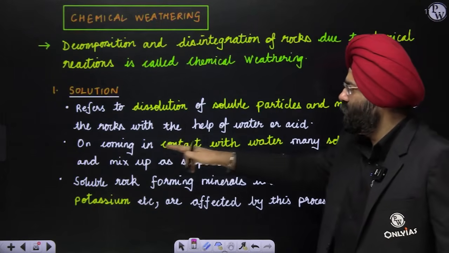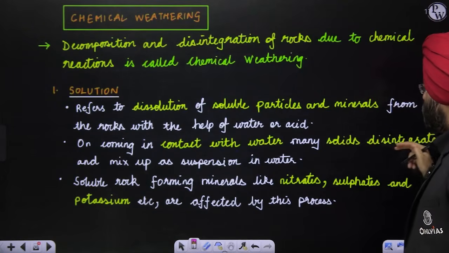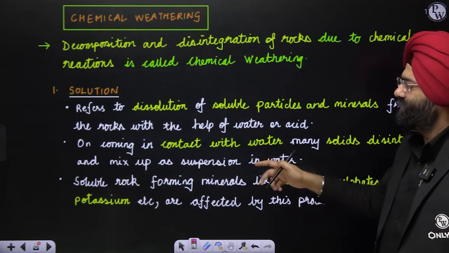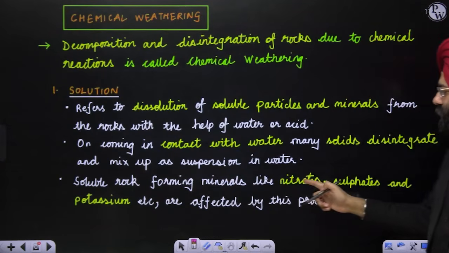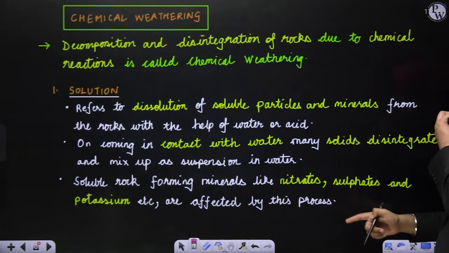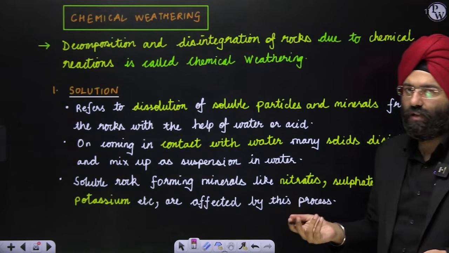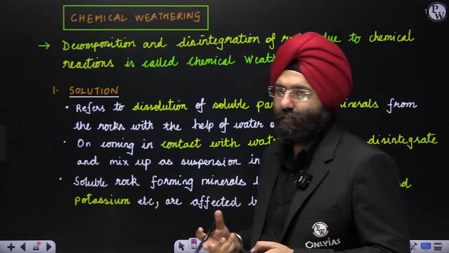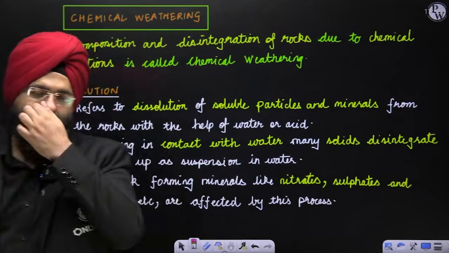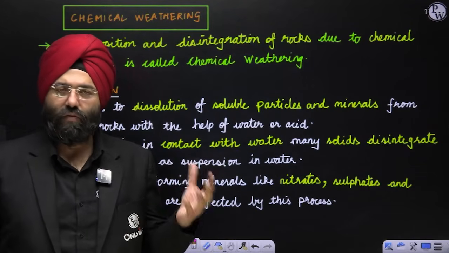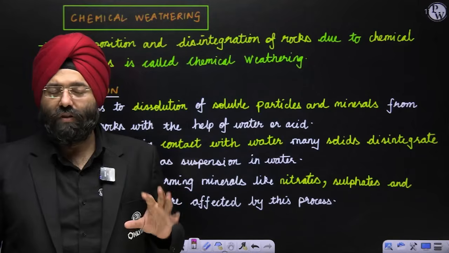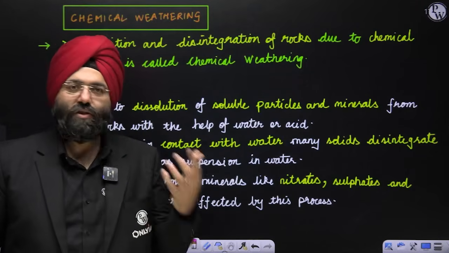Now, on coming in contact with water, many solids disintegrate and mix up in suspension in water, right? Soluble rock forming minerals like nitrates, sulfates, potassium, etc. are affected because they are soluble in nature. They were the ones going to be impacted by this. So when these soluble rocks come in contact with water, they will dissolve, and obviously they will then be washed away.